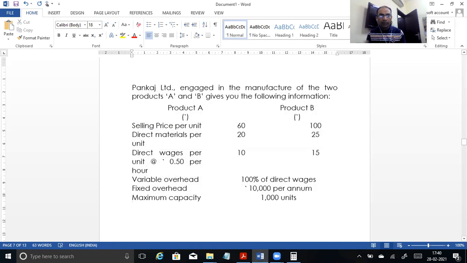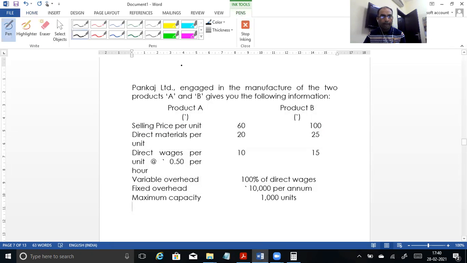So what they are telling here: Pankaj Limited, engaged in the manufacture of two products A and B, gives you the following information: product A, product B. The format is a little changed here because I have copy pasted. So no problem, we will understand. So this is your product A and this is your product B. Selling price for 1 unit is given 60, 100.